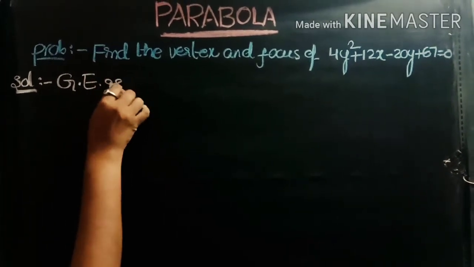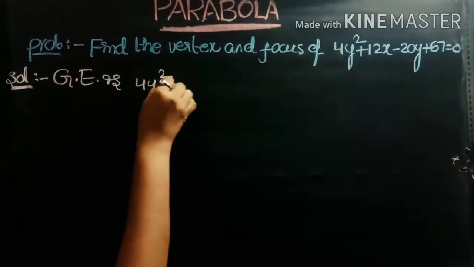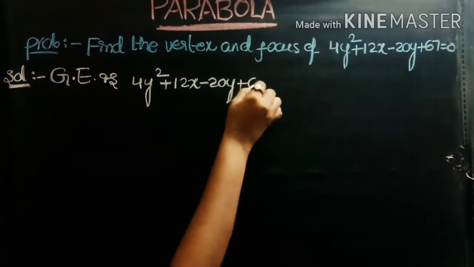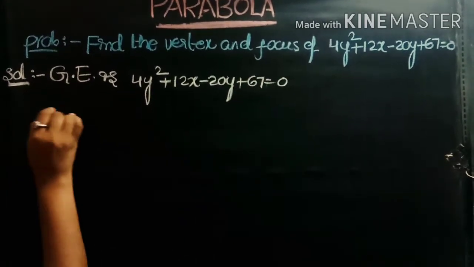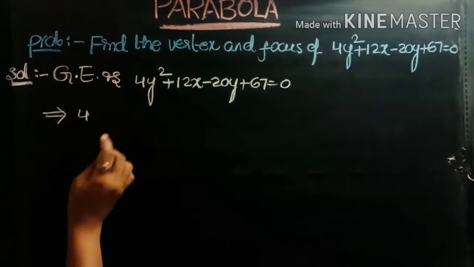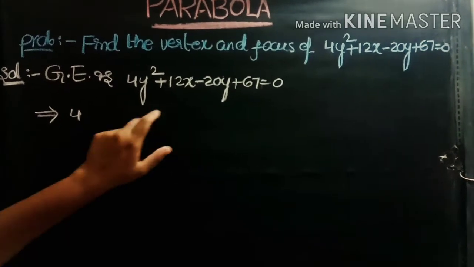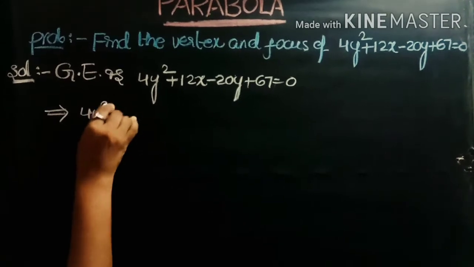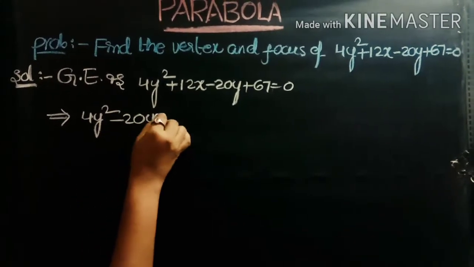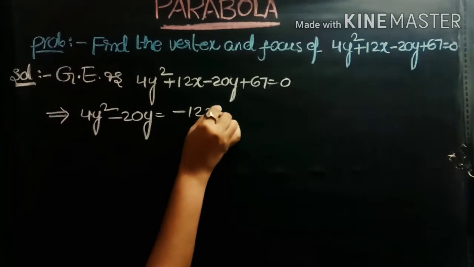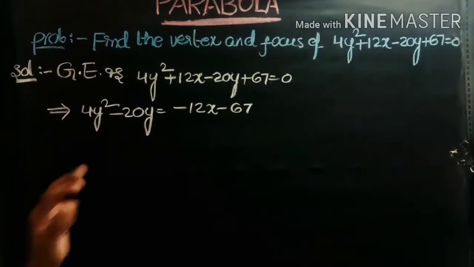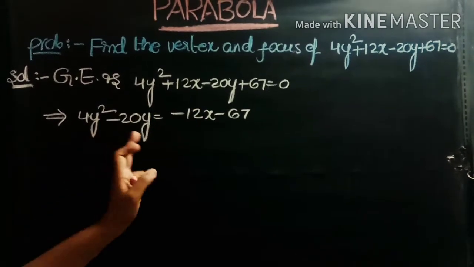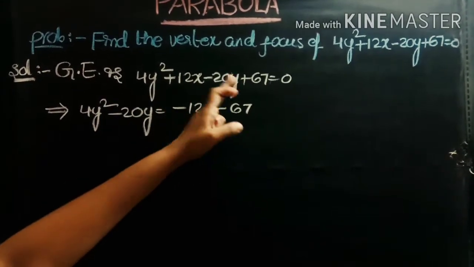Given equation is 4y square plus 12x minus 20y plus 67 equal to 0. In the next step we take the y terms here and write the remaining two terms on the right side, that is 4y square minus 20y is equal to minus 12x minus 67. So here we have two y terms, the y square term and the y term. First we keep these two terms at this place and move the other two terms to that side.